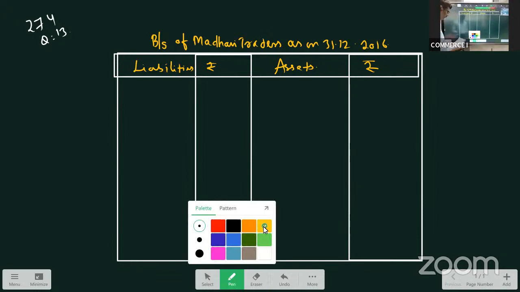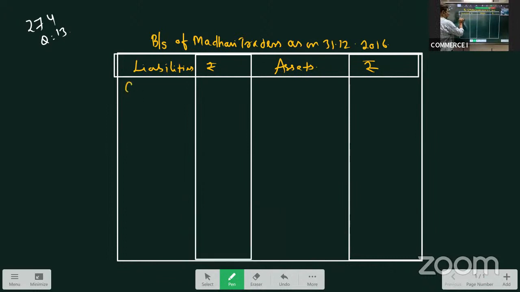First one is net profit. Net profit is added to capital. What is net profit? Net profit is the result of your profit and loss account. So we add that net profit, given as 4,500, to our capital. Capital is given as 50,000.